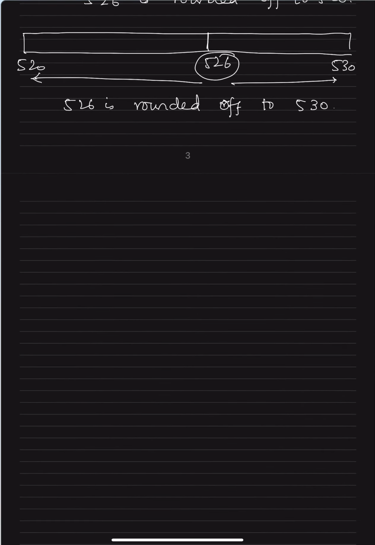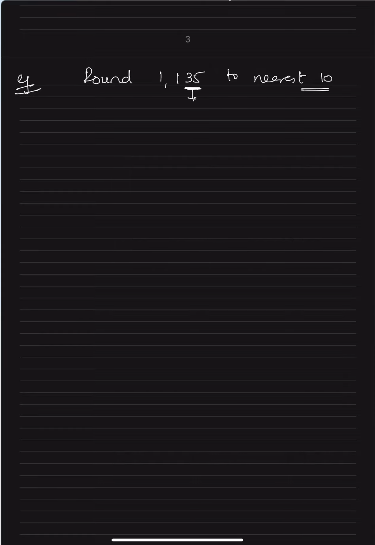Next example, let me take one more number in thousands, but I have to round it to the nearest 10. Next example is round 1135 to nearest 10. No matter that the number is in thousands, I have to round it to the nearest tens. The meaning of this is I have to see these two numbers only.